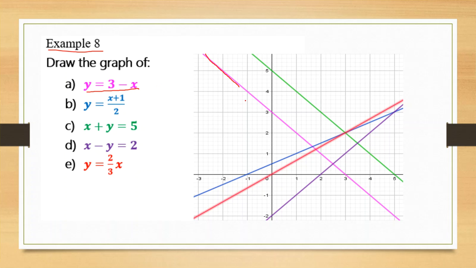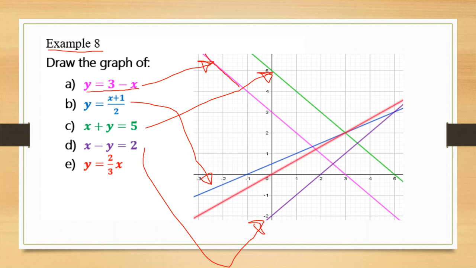X plus 1 over 2 is this blue one. This one here. So I'll draw arrows to them. That's that one. This is that one. X plus y equals 5 is this green one. And you can draw these in GeoGebra as well. So do that before I do it in video 2. X minus y equals 2 is this one. And the red one's last, which is here. So yeah, do all of these in GeoGebra.